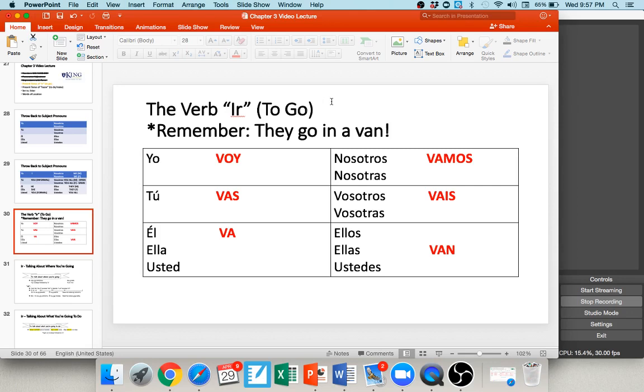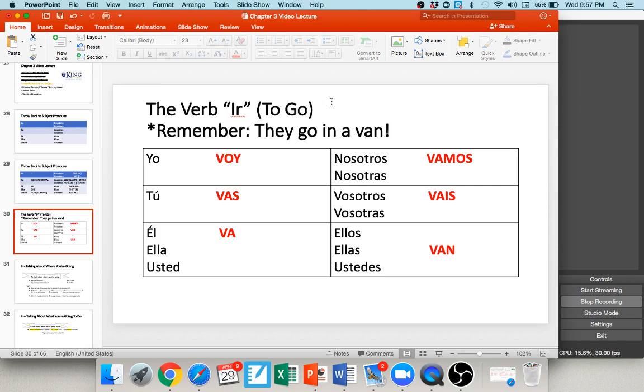So as we look and put these conjugations in, we have yo, voy, I go, or I'm going. Tú, vas, you go, or you're going. Él, ella, usted, va, he or she goes. Nosotros, vamos, we go. Vosotros, vais, you all in Spain go. Or ellos, ellas, ustedes, van, they go.